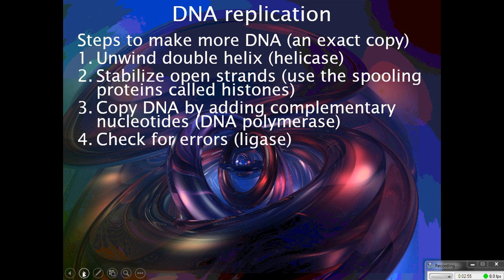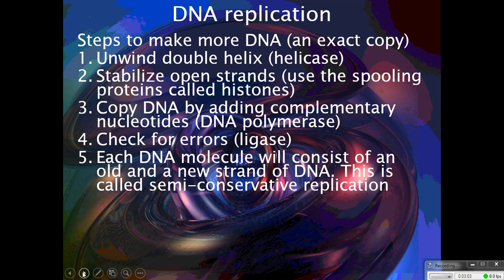Sometimes mistakes will slip through, and that's called a mutation, but we try and minimize them by having a proofreader, just like you would with an essay. Each DNA molecule will then consist of half old and half new DNA. This is called semi-conservative. Semi because part is new and part is old, and it's conserving some of that DNA, using the old stuff to make the new part as well.